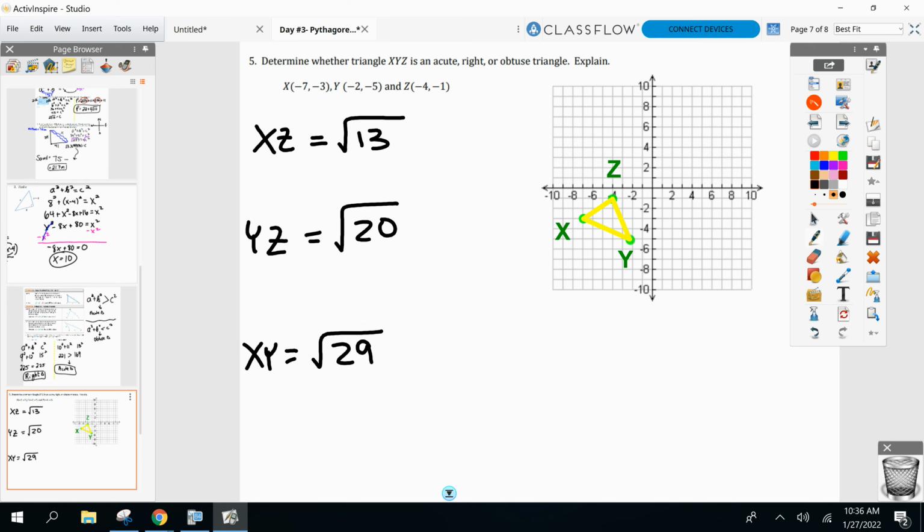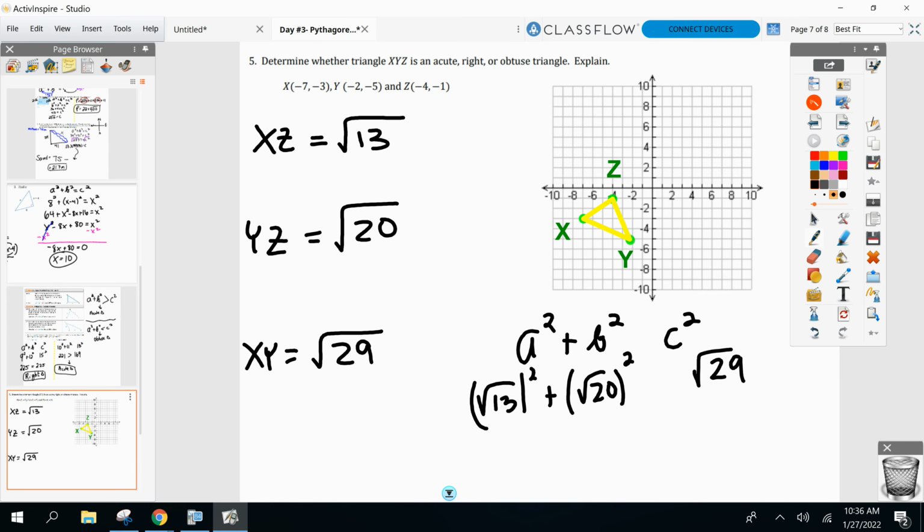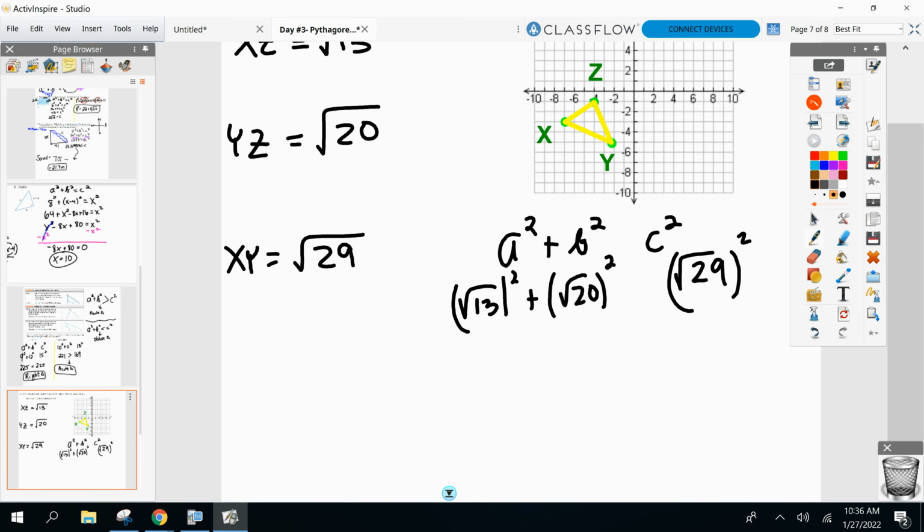Now that I know the side lengths, let's use a squared plus b squared and compare it to c squared. What are the 2 smaller sides? Radical 13 squared and radical 20 squared. How do they compare to radical 29 squared? You can go to your calculator real quick, and you'll see what the pattern is when I square a radical.